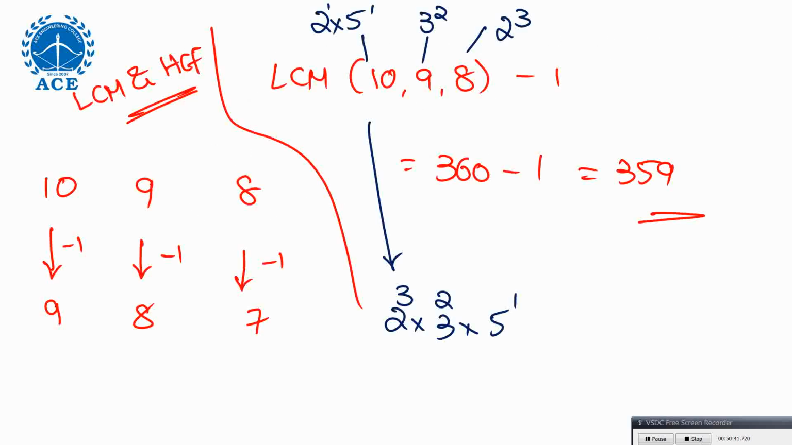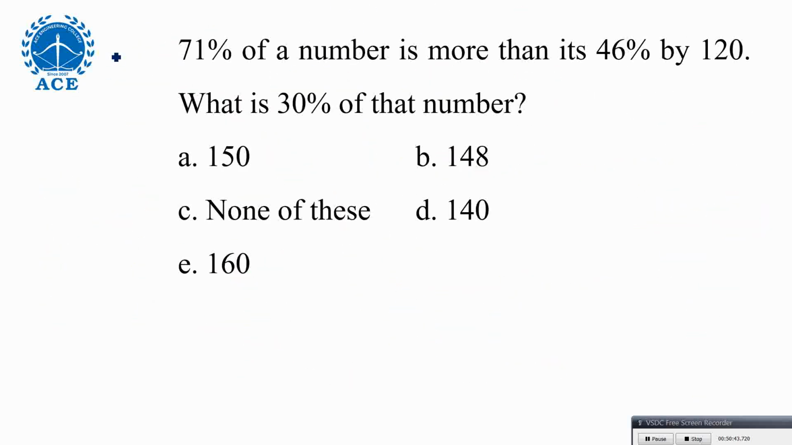Next, again related to percentages, they are asking: 71% of a number is more than its 46% by 120. What is 30% of that number?